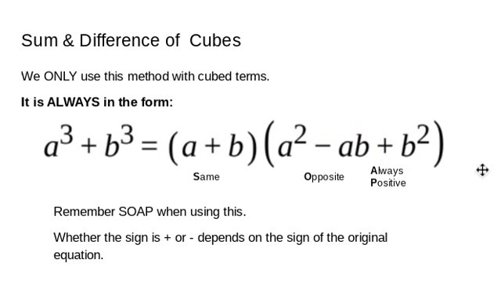Okay, next method is sum and difference of cubes. We only use this method with cube terms, and it is always in the form a to the power of 3 plus b to the power of 3. Basically, we would find the base, and then we would break it down into this. So a would go here, b would go here, and we would multiply by a. We multiply by the square of a minus a multiplied by b plus the square of b.